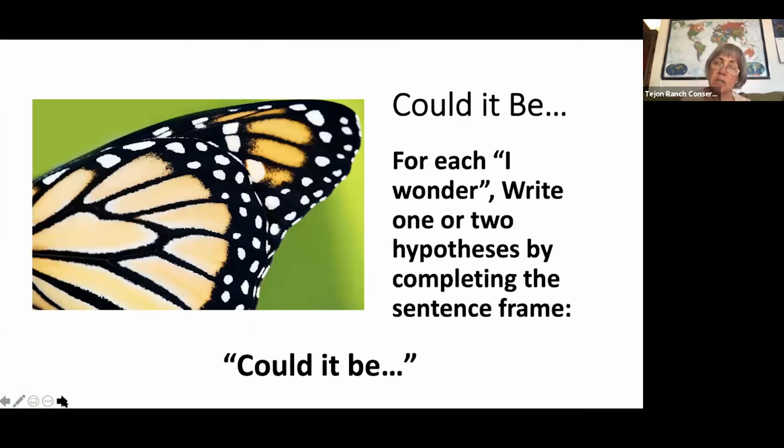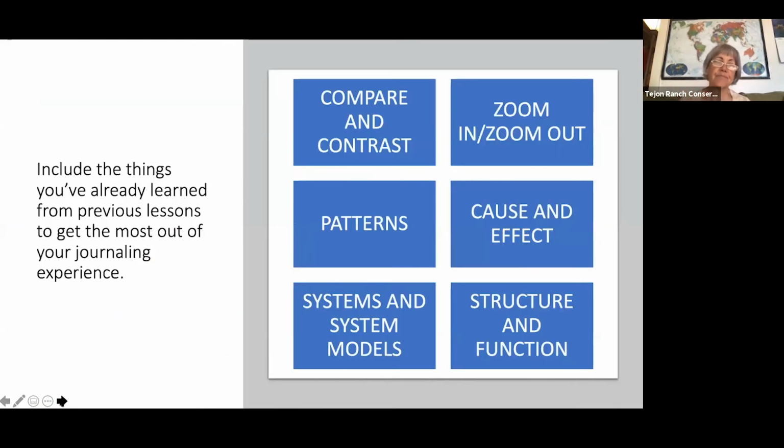Another reminder, for every I wonder, try to add 1 or 2 hypotheses that might be what you think it could actually be, and start with the sentence frame, could it be? We're trying to get into the mindset of a scientist who has to come up with maybe this possibility, maybe that possibility. You want to get into the habit of doing that. Then you can start searching and finding what the real answer is.